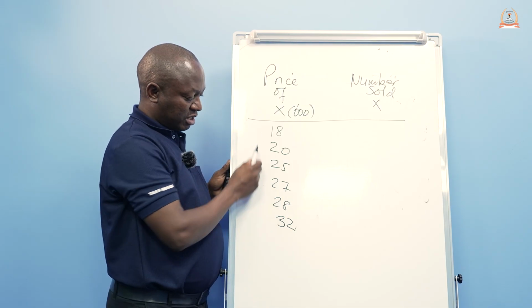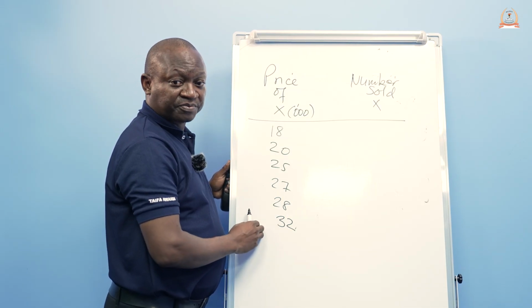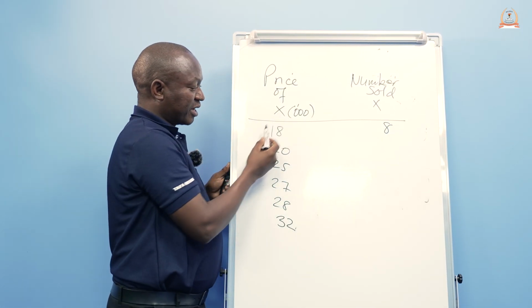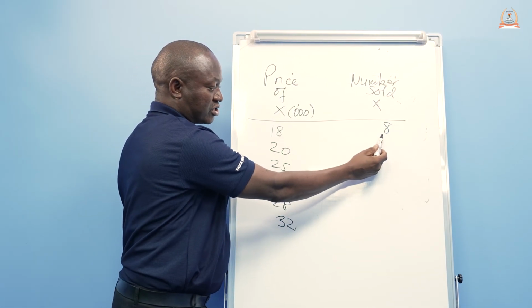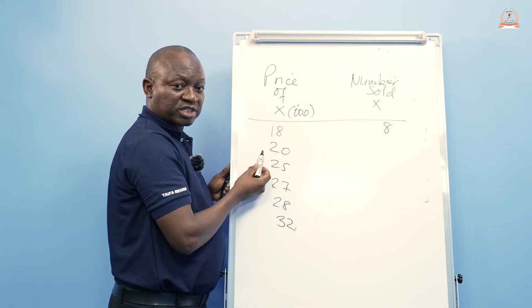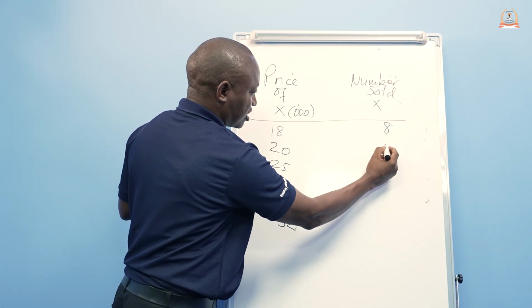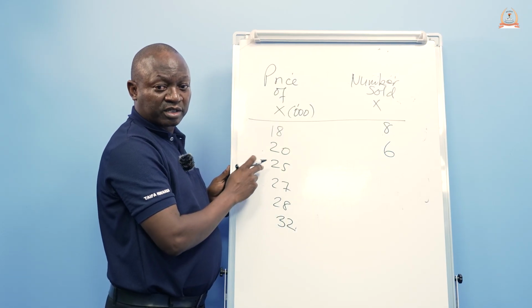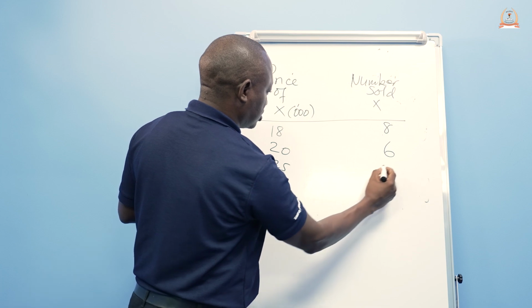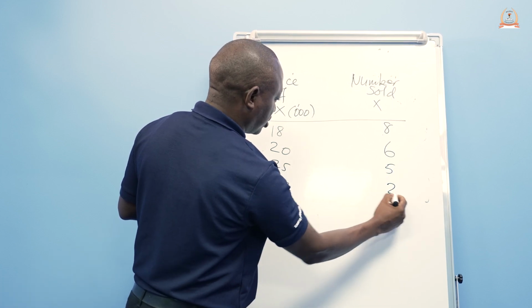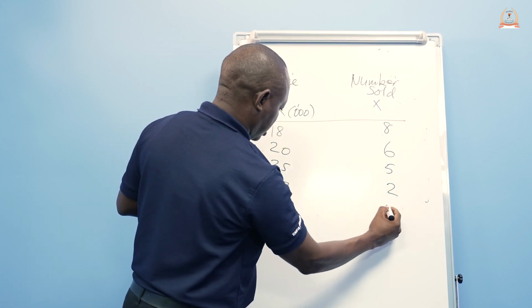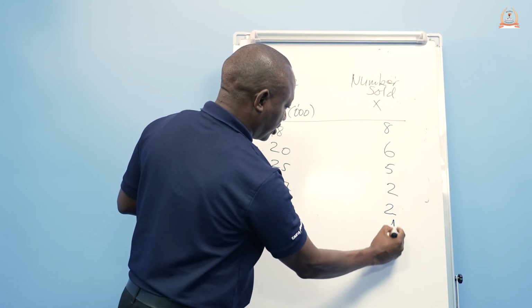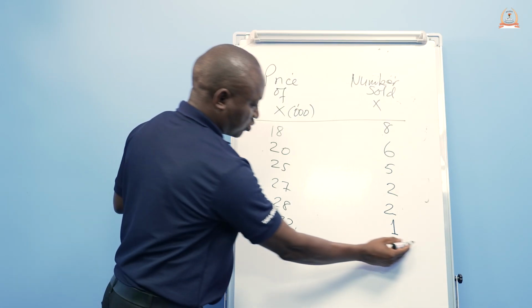So they varied accordingly this way. And you have the number, how much was sold. Maybe when the price was 18, only 8 units were sold. When the price was 20, maybe only 6 units were sold. When the price was 25, maybe only 5 units were sold. And then 2 units were sold when the price was 27, and 2 units when the price was maybe 28, and only 1 unit when the price was 32.